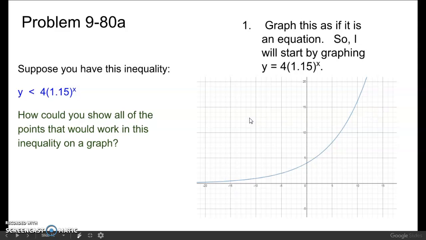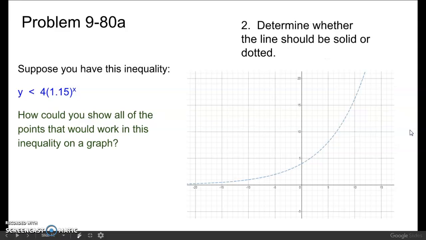So that's one indication it's exponential. Plus, you can look at the form here. If the variable is the exponent, that's an exponential equation. This one, of course, is the inequality. This one is the equation.